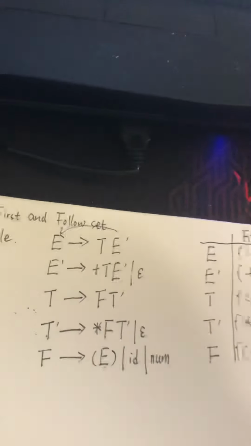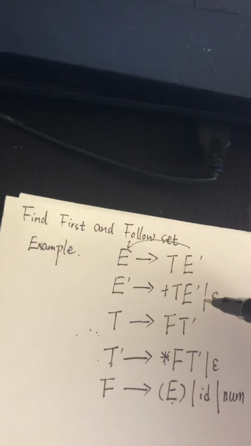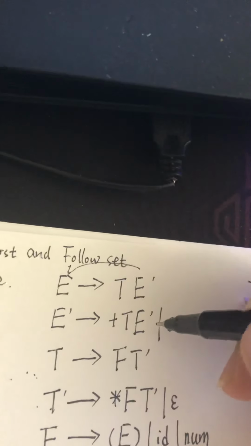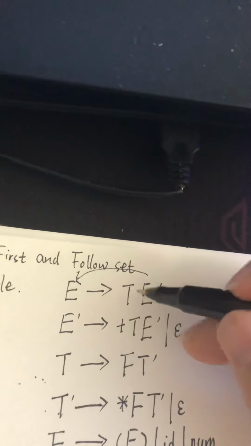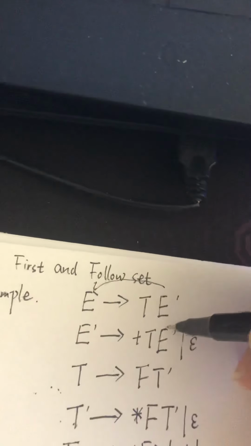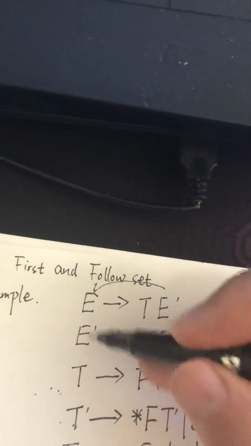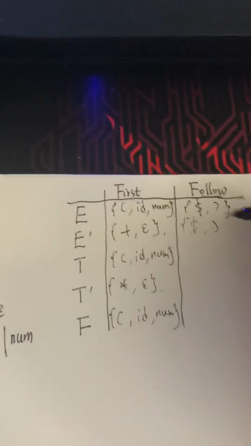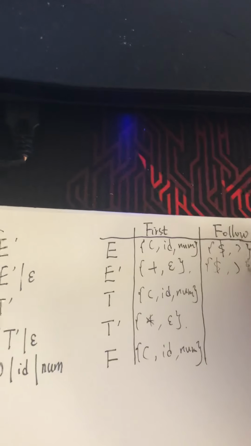Okay, now we haven't finished. We need to check the second E prime. After the second E prime there is also nothing, so we need to check the previous one. It's E prime, so follow of E prime equals follow of E prime. So nothing is added here. We finish the follow of E prime.